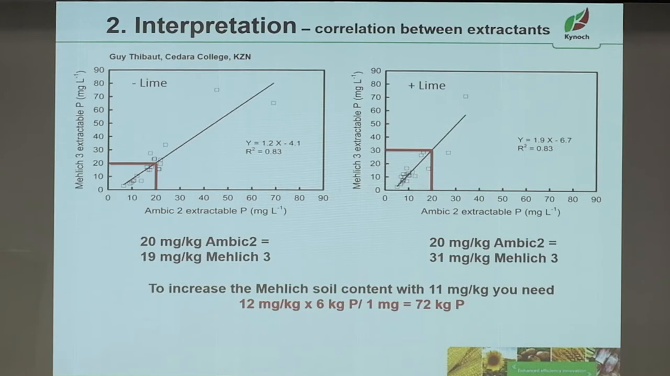What's the implication of this? Let's say we want to build up the soil to the threshold value. To increase the Mehlich soil content by 11 milligrams per kilogram, in fact that must be 12, sorry for that mistake, you need the 12. Let's say you use only 6 kilograms of P, that's relatively low, to lift the soil by one, or increase the soil analysis by 1 milligram per kilogram, then you need 72 kilograms of P. Just the difference in the soil analysis conversion.